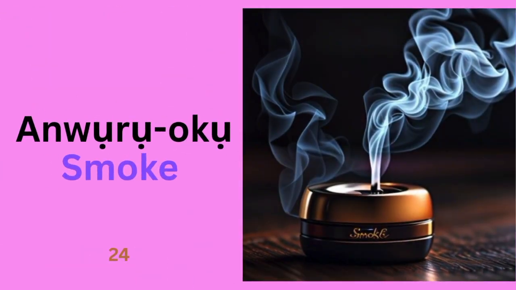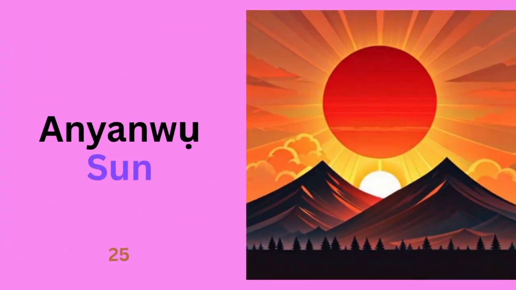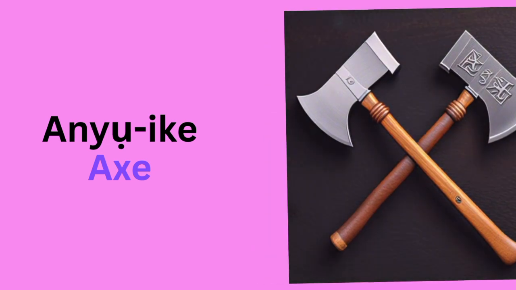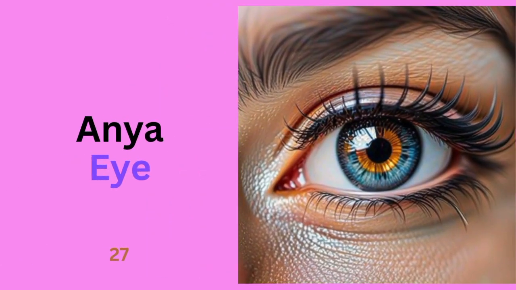24. Anwụrụ ọkụ, smoke. We go to 25. Anyanwụ, sun. Move on to 26. Anyụike, axe. Let's go on to 27.